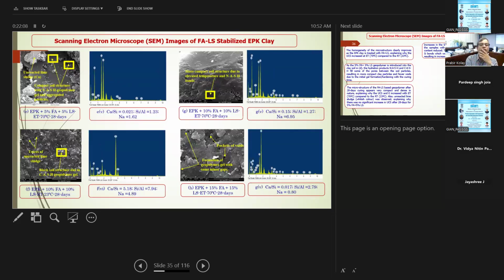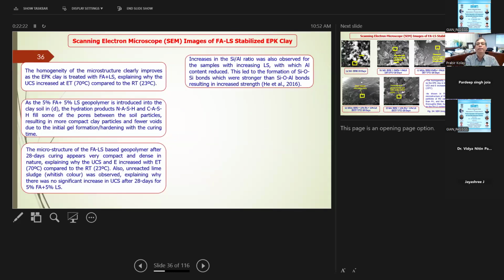These are different combinations of what is happening over here. The microstructure is much more condensed for the geopolymer sample, and that's the reason the strength is increased. Obviously we need to find out what the mineral forms are, either sodium aluminate silicate hydrate or calcium aluminate silicate hydrate, all these different mineral forms. Also, most of the time 70 degrees Celsius is much better compared to 23 degrees Celsius, or room temperature.